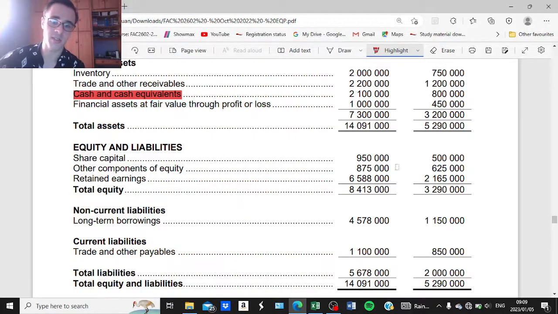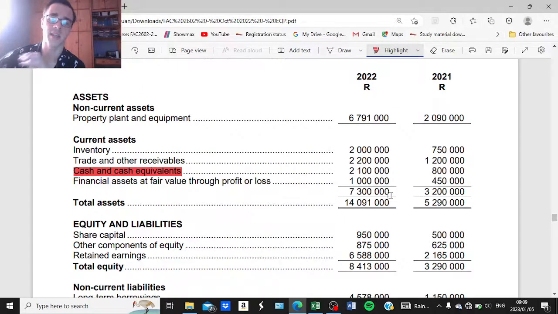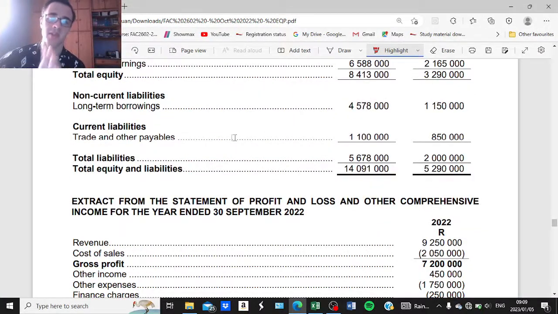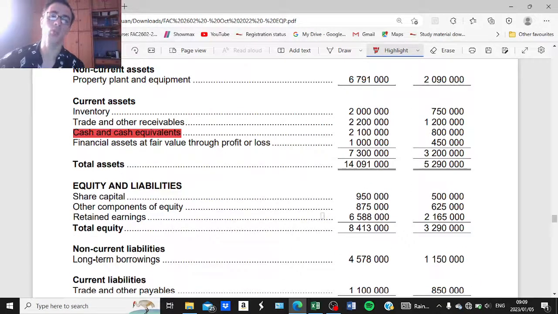So what I'm trying to say here is that it's very important for you to look at your statement of financial position and to determine whether there is a bank overdraft balance that needs to be taken into account when calculating the change in cash and cash equivalents. For this question, however, that is not applicable.